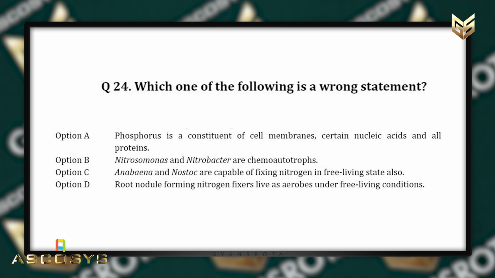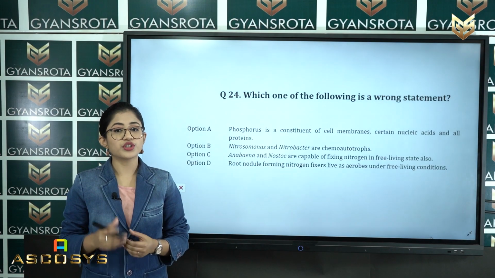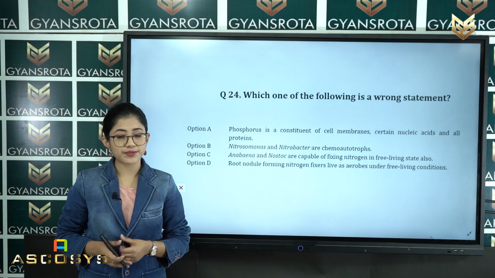Statement number 2, that means option number B is Nitrosomonas and Nitrobacter are chemoautotrophs. Option number C, Anabaena and Nostoc are capable of fixing nitrogen in free living state also. And option number D, root nodule forming nitrogen fixers live as aerobes under free living conditions. Student, from this question you have to select the wrong statement.